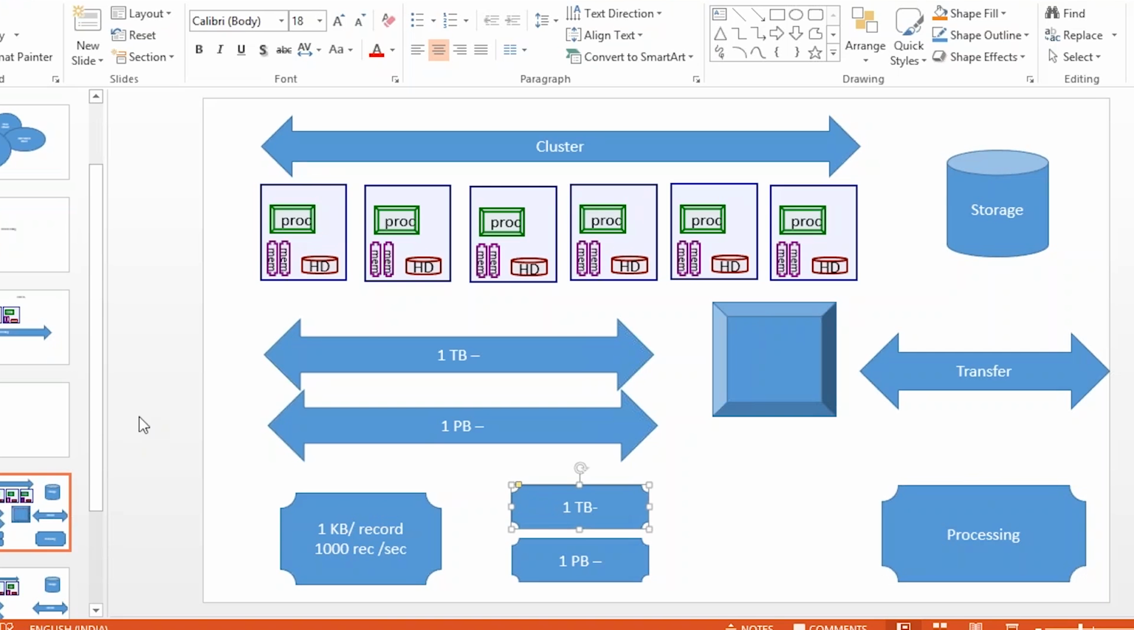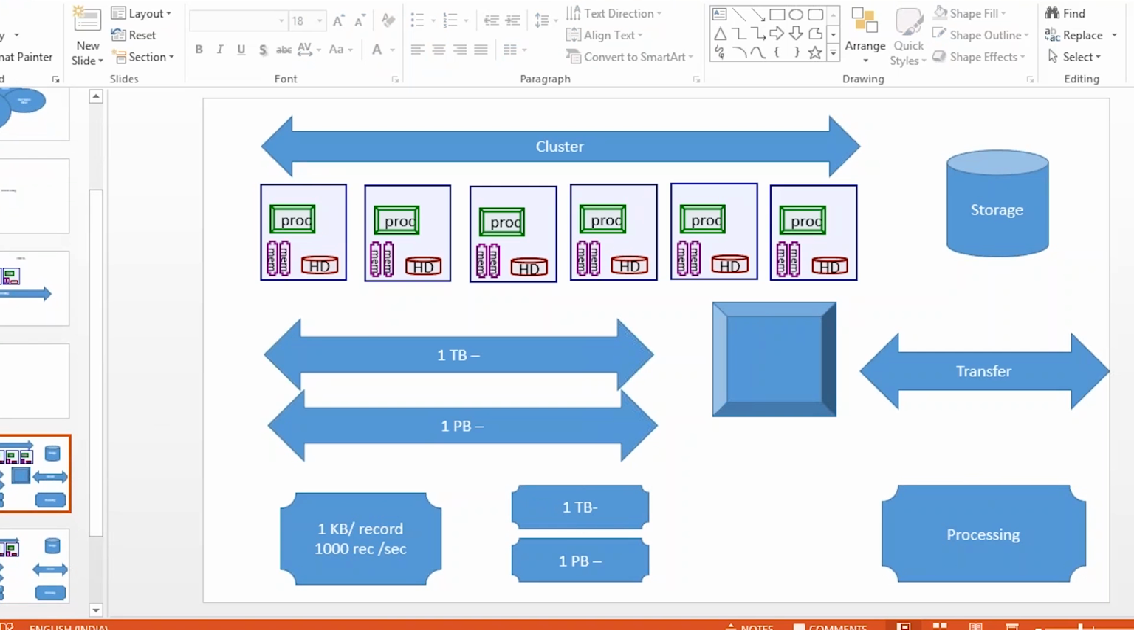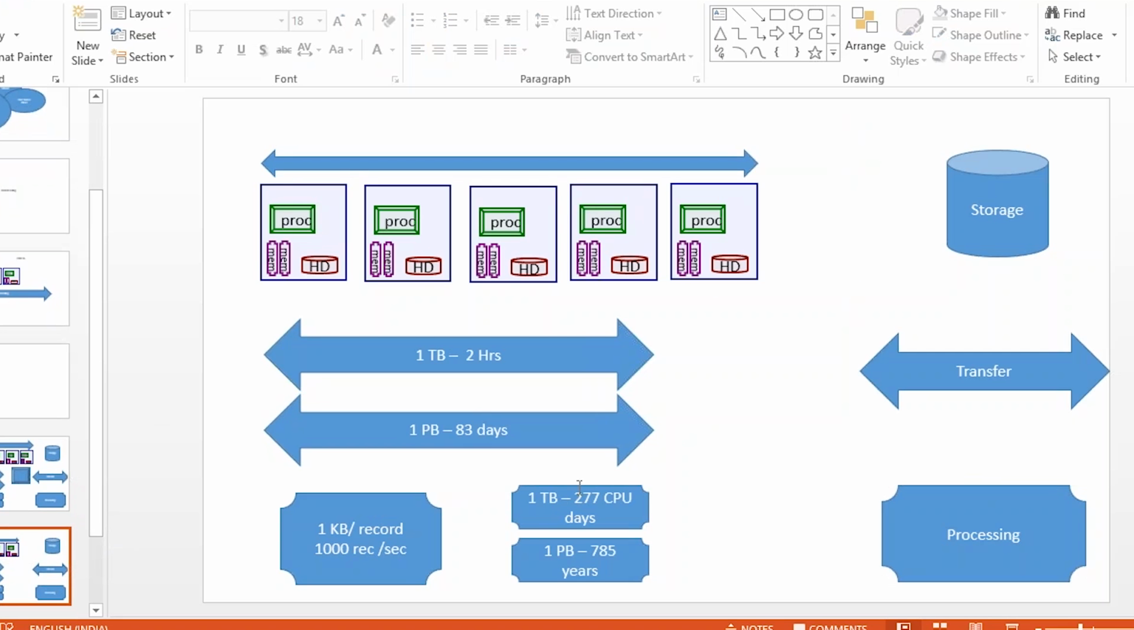Approximate guess? It's going to take around 277 CPU days. The same way, to process 1 petabyte of data, it will take 785 years. 1 petabyte is 1000 terabytes, right? If I'm going to spend such a long time to process the information, it's totally useless. Even if the information is available 1 week down the line, that 1 week delay is not going to be useful at all. I want the information as quick as possible, right?